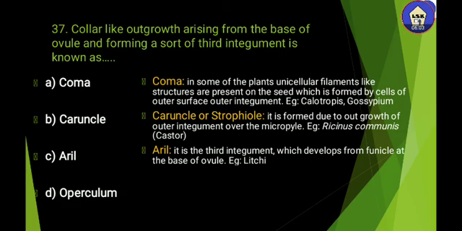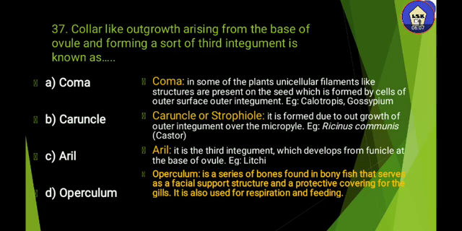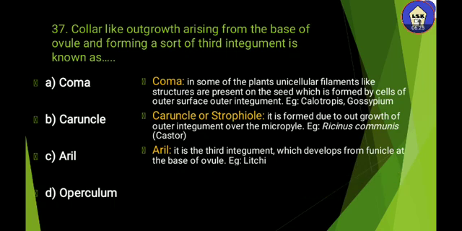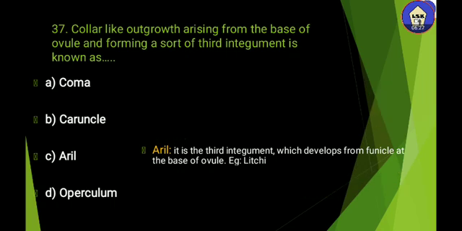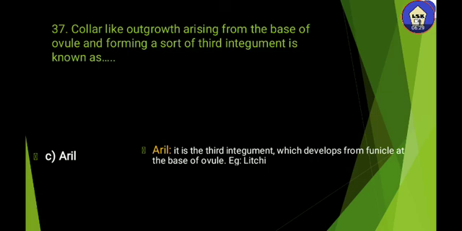Aril is the third integument which develops from the funicle at the base of the ovule. And operculum is a series of bones found in bony fish that serves as a facial support structure and protective covering for the gills. It is also used for respiration and feeding. So normally this term is used in case of animals. So the answer should be aril. So the answer is option C.